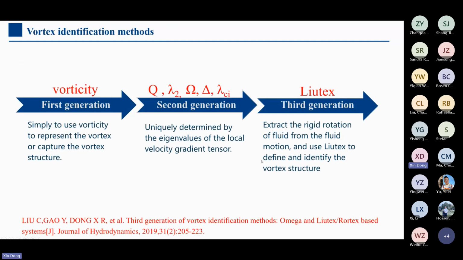Although the rotational motion of the fluid, that is vortex, is a core of the turbulence model, vortex identification methods are rarely used in the model. For the development of eddy vortex identification, we have the following history. The first generation simply uses the vorticity to represent the vortex or capture the vortex structure. In the second generation, vortices are uniquely determined by the eigenvalues of the local velocity gradient tensor. And in the third generation, it extracts the rigid rotation of the fluid from the fluid motion and uses Liutex to define and identify the vortex structure.